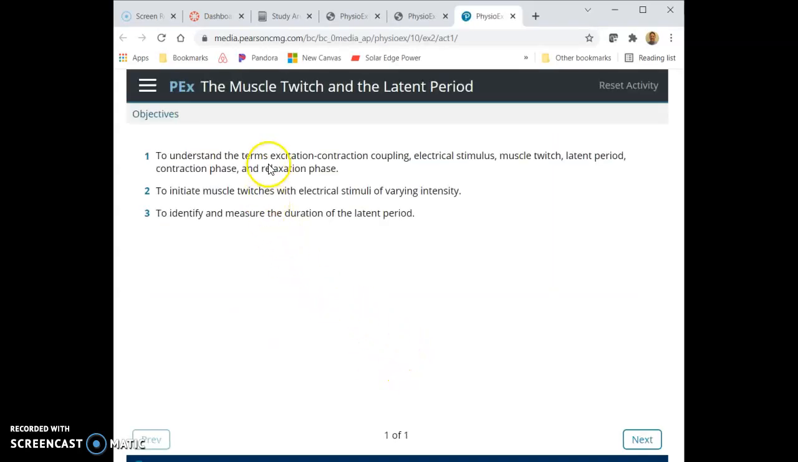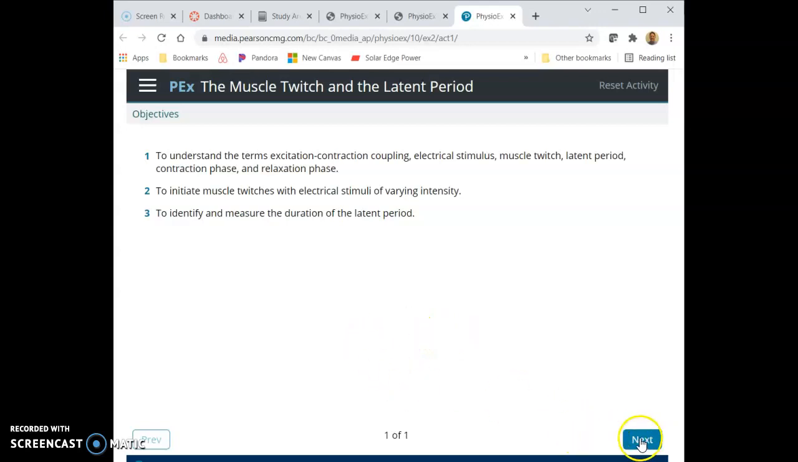And it tells you what you'll be doing. So here are your objectives. Take a look at that. And the objective I'm looking at here is to identify and measure the duration of the latent period. And I've got about 5 or 6 labs in already, and only one of them so far determined latent period. So there's a problem there. So that's why I'm doing this reminder to show you how to find latent period.